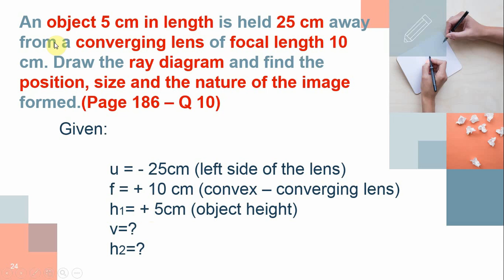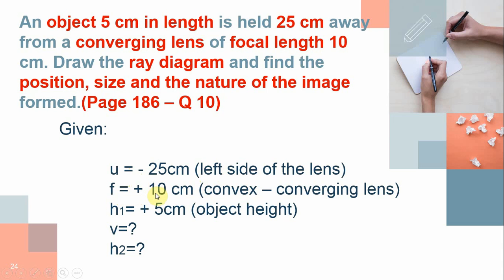25 centimeter away from a converging lens. That means the object is placed 25 centimeter away from a converging lens. So u is equal to minus 25. Here minus indicates it is placed on the left side of the lens. And focal length 10 centimeter. Here f is equal to plus 10 centimeter.